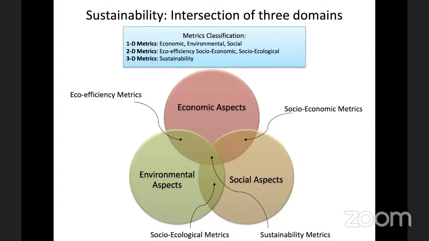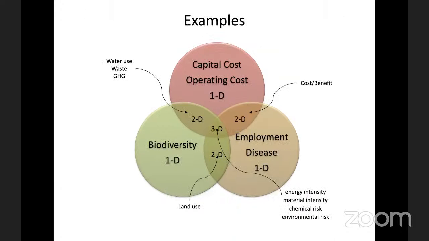Now, these are the 3 different aspects of sustainability. And you can have metrics which are 1-dimensional, 2-dimensional, or 3-dimensional. I won't go into the details, but just have an idea of 1D, 2D, and 3D metrics for sustainability. Examples of 1D: capital cost or operating cost is a 1D metric. Water use, waste, greenhouse gases is a 2D metric because with water use you lose both biodiversity and you have an operating cost loss. If you have energy intensity, material intensity, or chemical risk, those are identified as three-dimensional metrics.